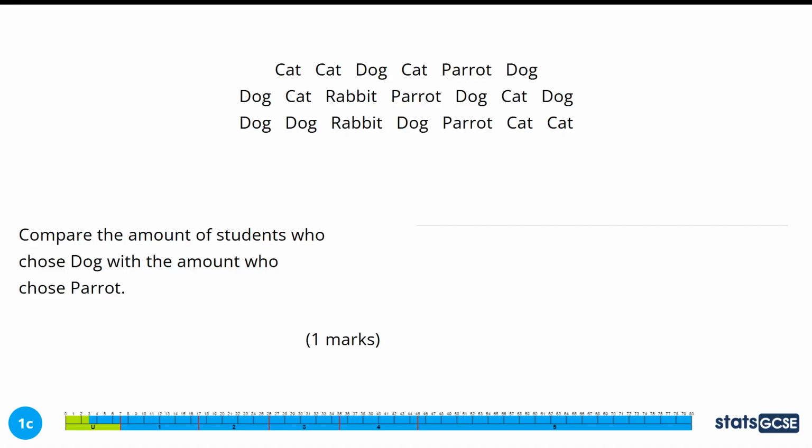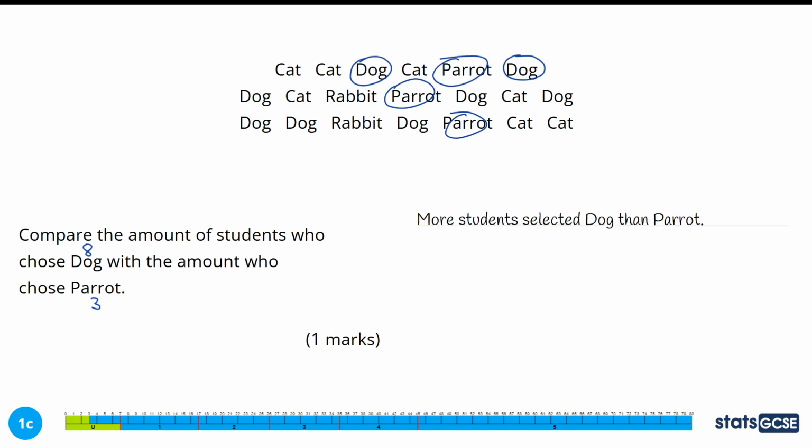Compare the amount of students who chose dog with the amount who chose parrot. When asked to compare, we're going to be using words like more or less. Now we know that there were 8 dogs, and we know that there were 3 parrots, and you can count them in here, so dog 1, 2, etc., and parrot 1, 2, 3. So our sentence is going to say that more students selected dog than parrot.